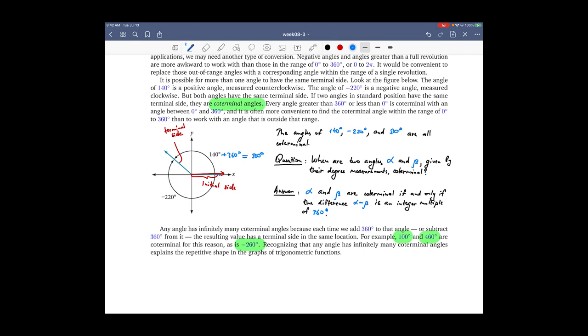Naturally, you can state the same criterion for angles measured in radians. If alpha and beta are two angles measured in radians, they're coterminal if and only if the difference alpha minus beta is an integer multiple of 2 pi.